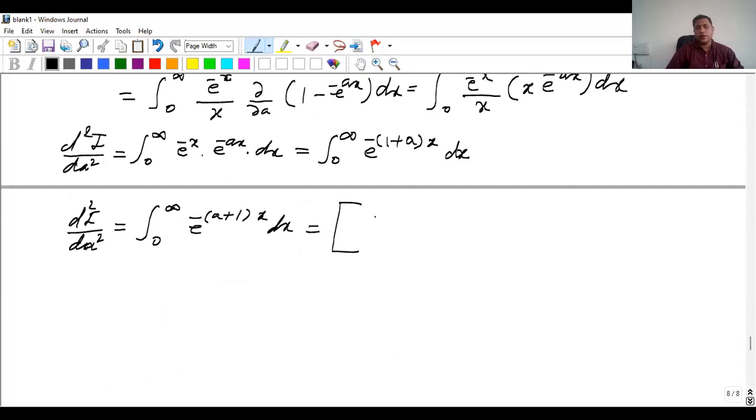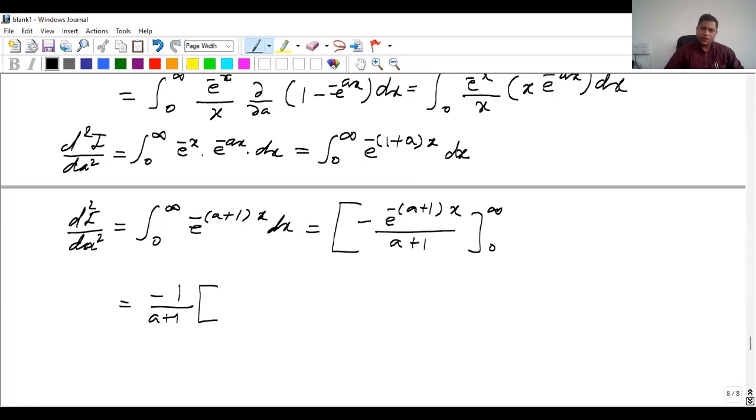So the integration is going to be minus e raised to minus (a plus 1) x upon a plus 1, and this is 0 to infinity. Are you getting this integration? Yes. Okay. So I can take this minus 1 upon a plus 1 outside, and I have e raised to minus (a plus 1) x, and the limit is 0 to infinity. So minus 1 upon a plus 1, and here we have.